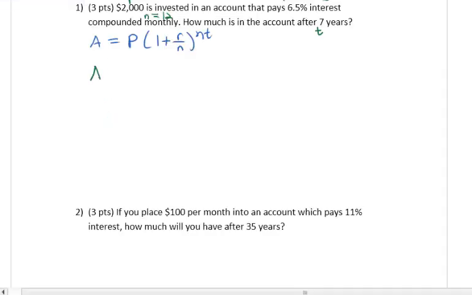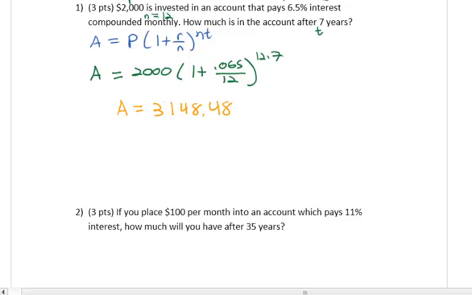So we have A equals P, the $2,000, times 1 plus r, 0.065, over n, which is 12, to the nt, 12 times 7. And if you put that in your calculator, the future accumulated value is $3,148.48.